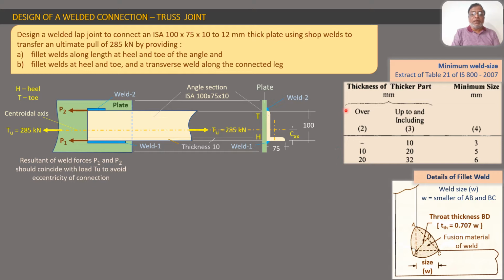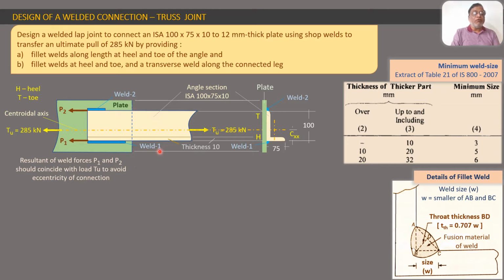Now how do we connect this angle to this plate through the connected leg? For that we are going to use welds in this problem. This blue thick line indicates weld 1, and this is weld 2. So we find that we are connecting the angle with two welds.